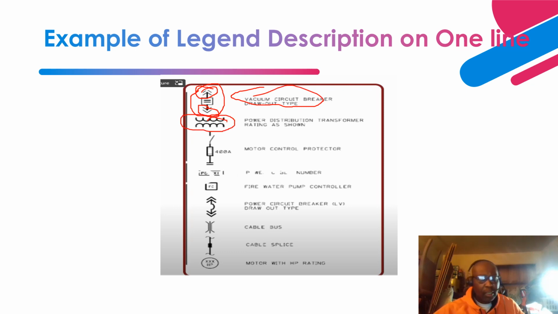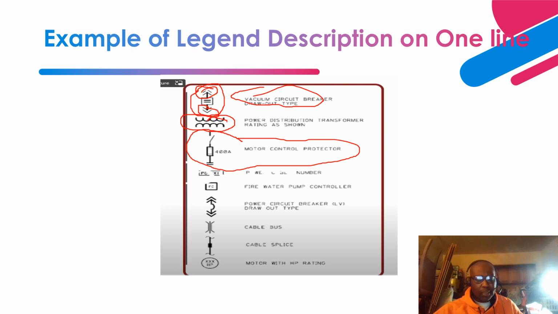Then if you have a disconnect link that is fused, especially in motor control centers, medium voltage motor control centers are basically for motor control, you'll see this symbol over there. This is the rating of the fuse, and this is the disconnector link that is fused.